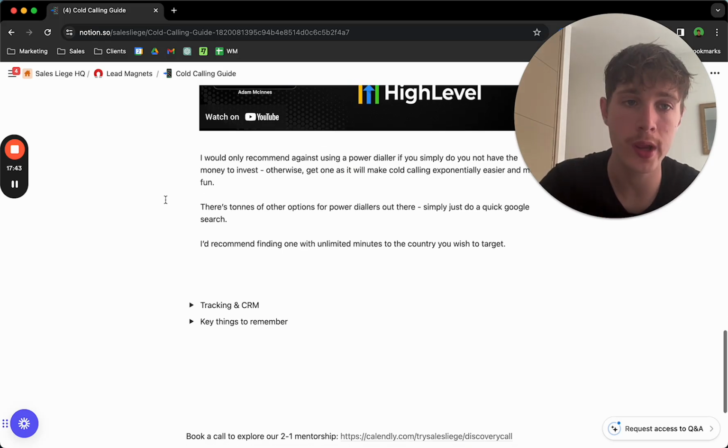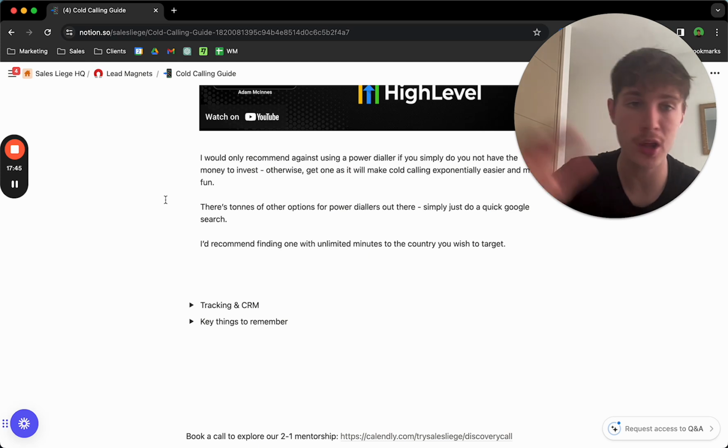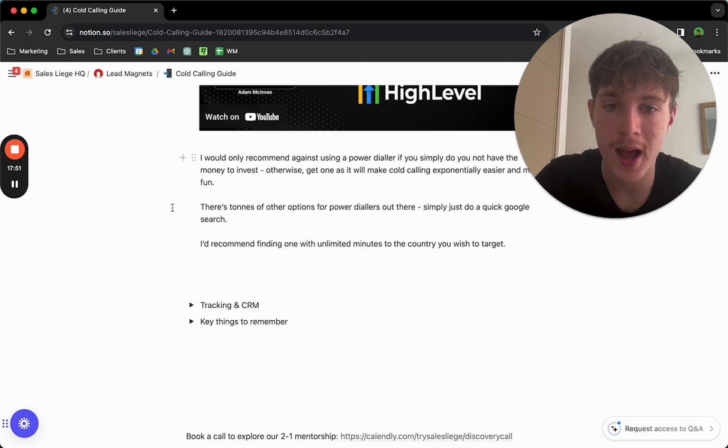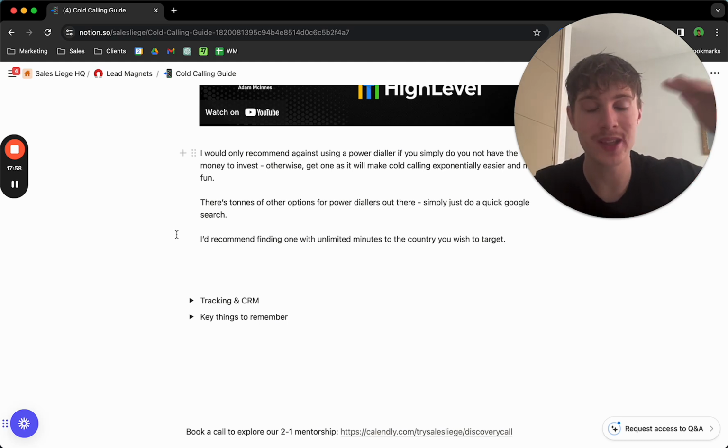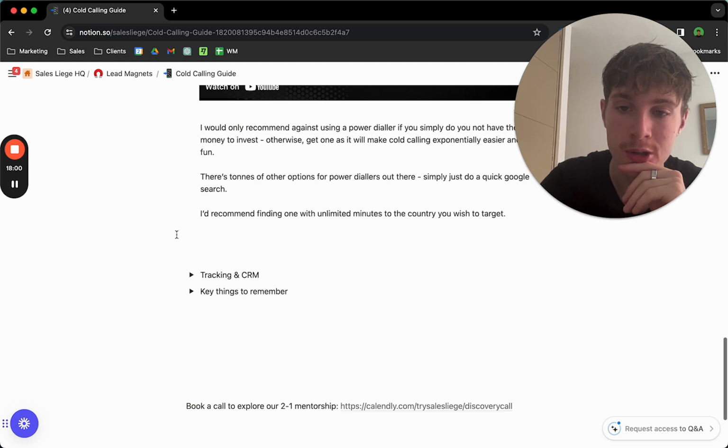You can just do a quick Google search if you want to find other power dialers. Another one you can use is close.com. Again, that's a CRM as well, so if you want to use that as a CRM, it's really good. And just find one with unlimited minutes to the country you wish to target, because again, calling at volume is the best thing you can do to book a lot of meetings.